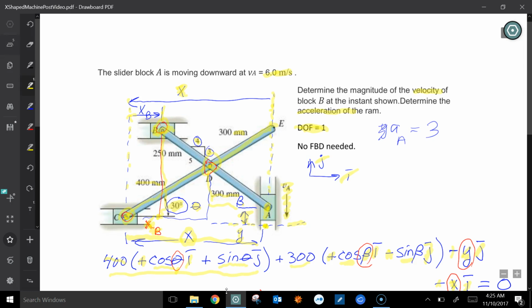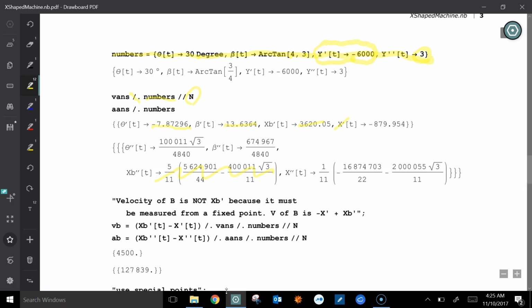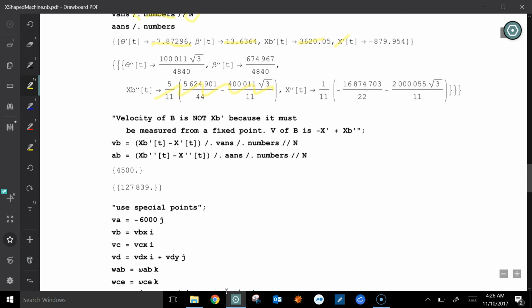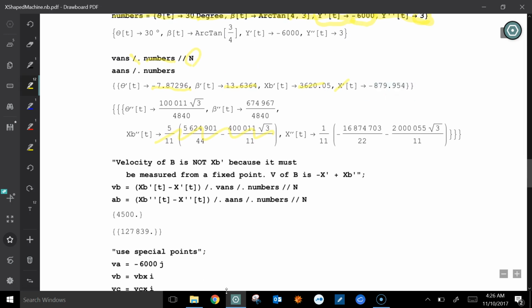So let's go back over and look at the math file and see what the results are. Okay, so the distance between C and B is getting larger. C is moving to the right because x tick is negative, right? The velocity of B isn't, we talked about that. It has to be measured from a fixed point.